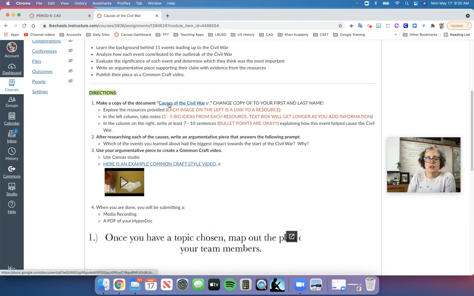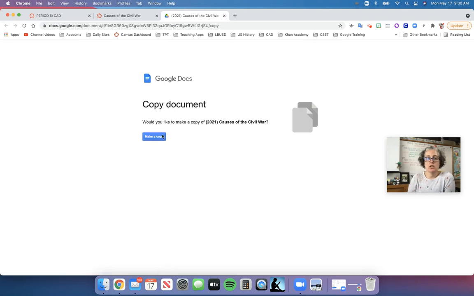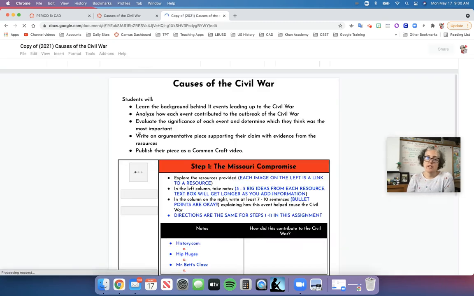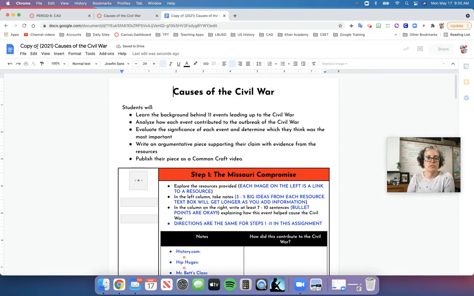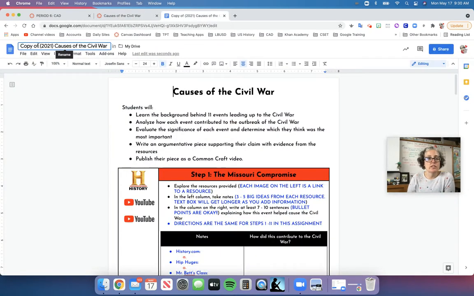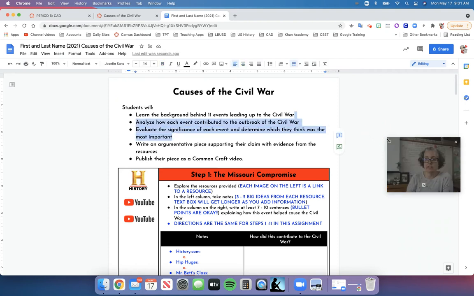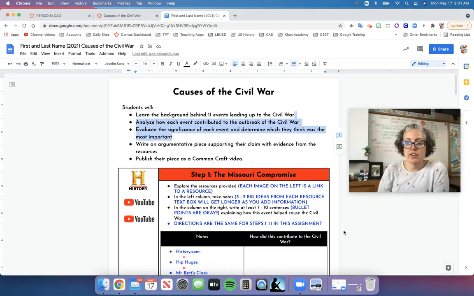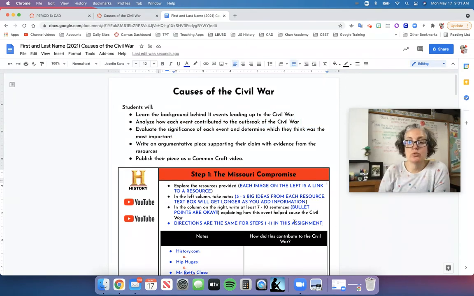So we're going to make a copy of the document Causes of the Civil War. Now, the first thing that we want to do is change, as the directions said, copy of to your first and last name. So I'm going to change copy of to my first and last name. Okay. Enter. So as you can see, we have different events that are going to eventually lead us to the Civil War.